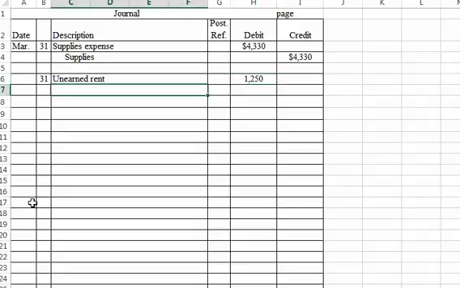Okay, now we want to increase the revenue account, rent revenue, with the credit. Revenues increase on the credit side by the amount of rent earned from the day the payment was received to the end of the year. Again, $1,250.